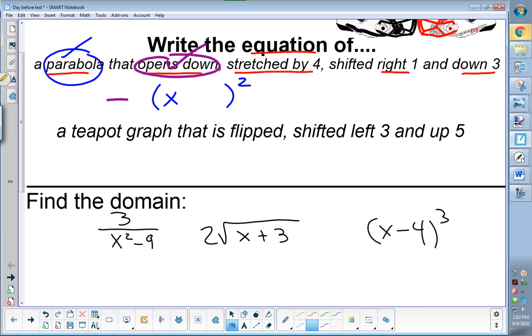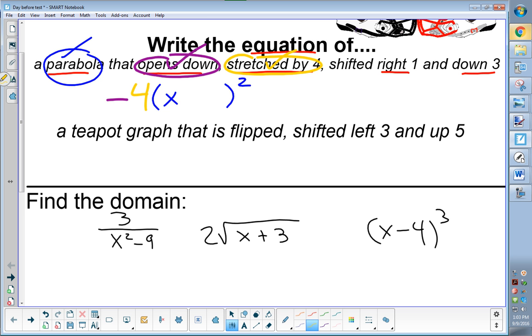Okay, Brianna, next it says I'm stretched by 4. What am I going to do to stretch my equation by 4? Behind the negative, right in front of the parenthesis, right there we're going to put a 4. Remember, the word stretched or compressed mean the same thing. If I said it was compressed by 4 or stretched by 4, it goes in the same spot.